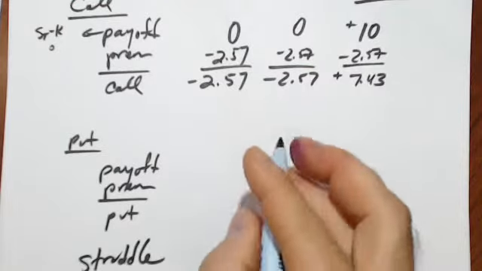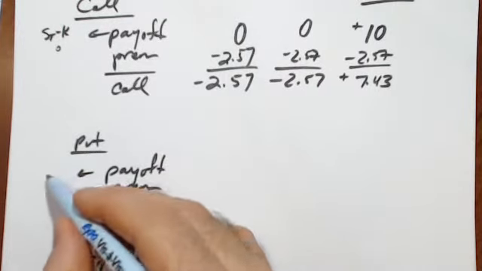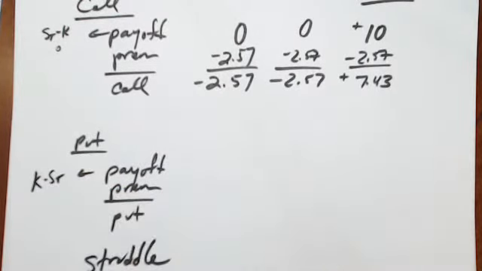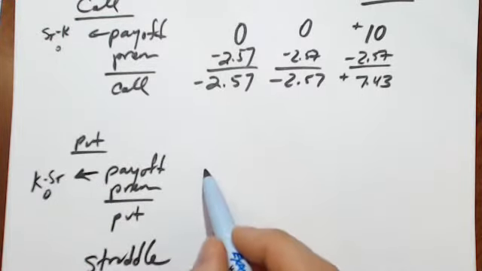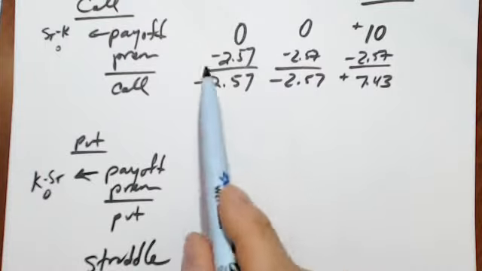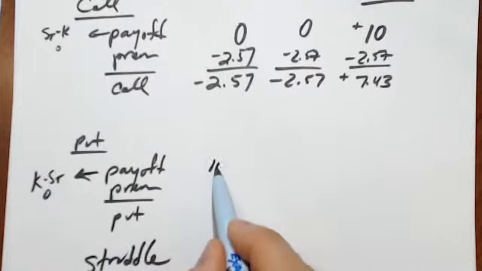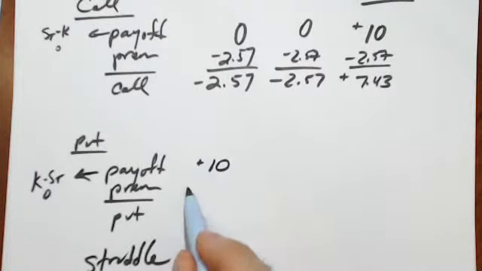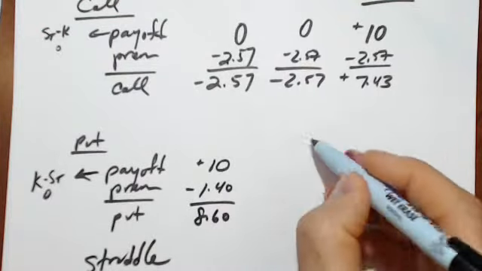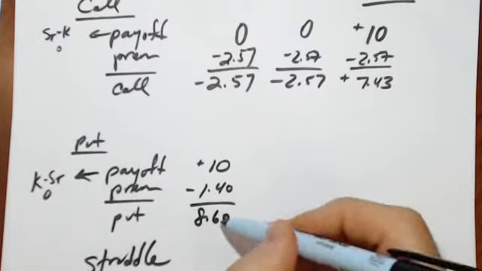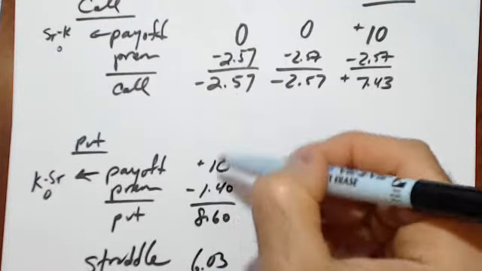Okay, let's do the put. So the payoff on the put is going to be, remember, the formula for it is K minus ST if the stock is less than the strike, right? And 0 otherwise. Here the option should be paying off because the stock is down, so it's going to be 20 minus the 10, and it'll be $10. We paid $1.40 for this option, so we made $8.60 on the option under that scenario. And then overall, we made $603 for the straddle itself, this plus this.